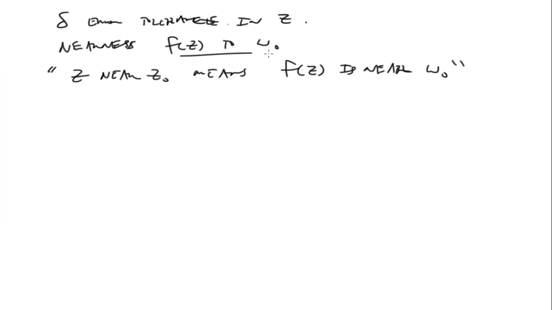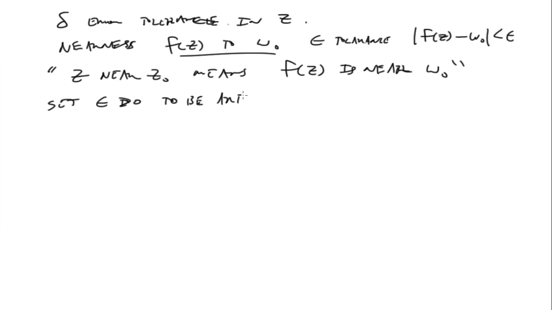All right, so let's see if we can be as precise as possible. We're going to define nearness of f of z to w naught as: there's some neighborhood, we'll call epsilon a tolerance, such that the absolute value of f of z minus w naught is less than epsilon. So that's nearness in the w plane. So now let's put this together. What we're going to do is set epsilon greater than 0 to be an arbitrary tolerance.